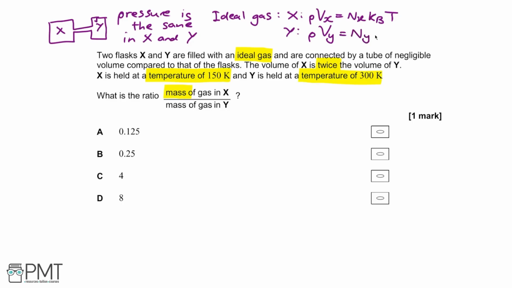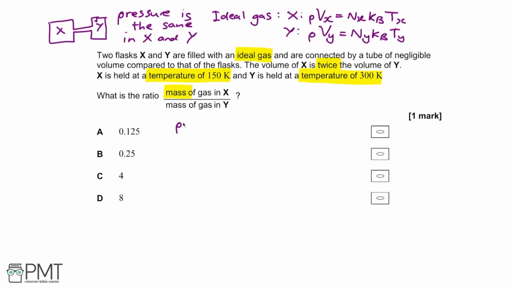So in each case, we have a number of particles for X or Y, we have a temperature for X or Y, and we have a volume for X or Y. And we're provided various information about the volumes and the temperatures in the question. Because the pressures are the same, the fastest way to proceed is to divide the two equations by each other.